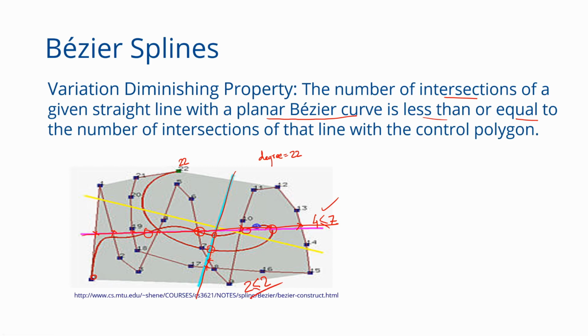So this just says that the curve cannot wiggle around more than the control polygon. This puts an upper bound on the amount of wiggliness that the curve can have. And this property is known only for planar Bezier curves. It is unknown whether Bezier curves in space, or in 3 dimensions, satisfy this property or not.